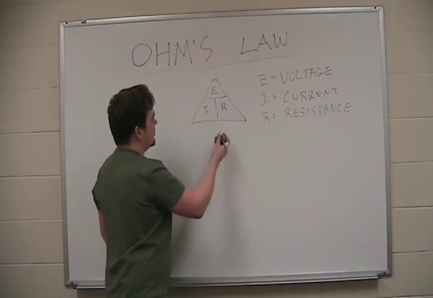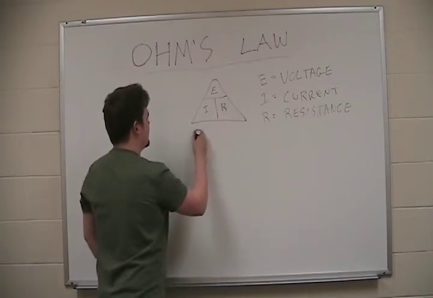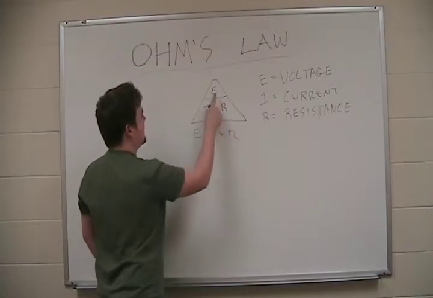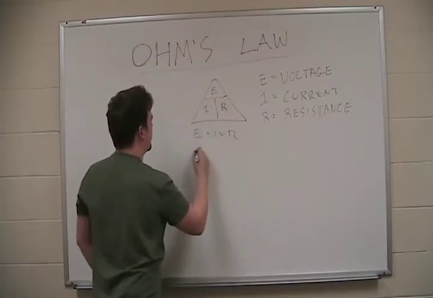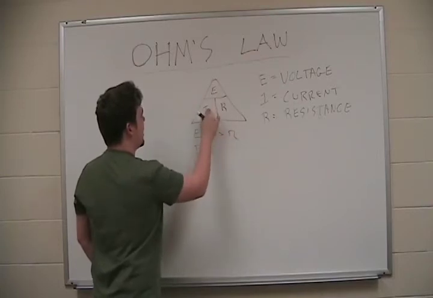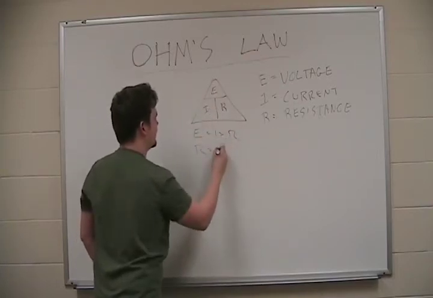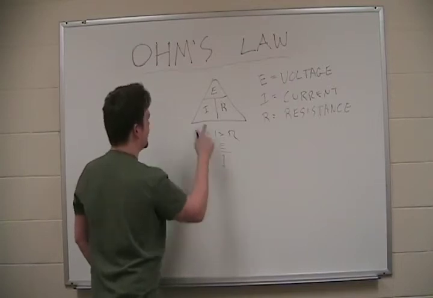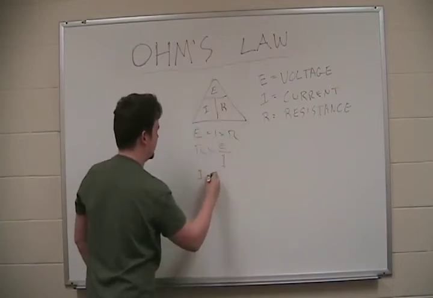So let's just write this out for fun. E equals I times R. R equals E over I. And I equals E over R.